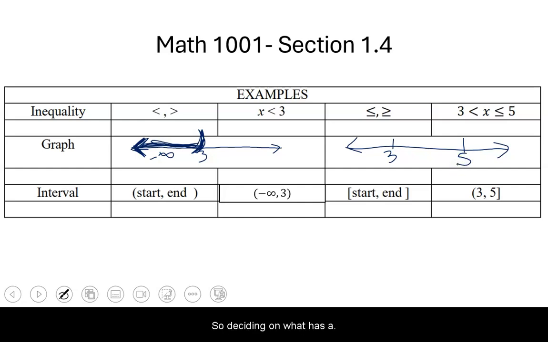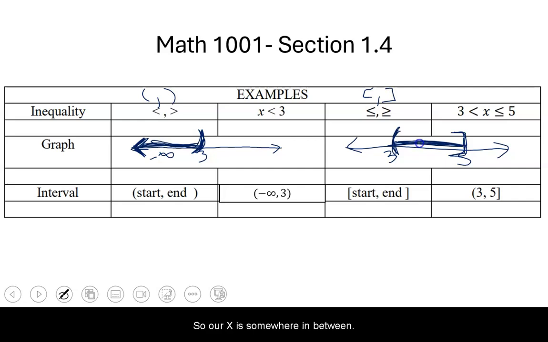So deciding on what has a parenthesis or bracket, let's look back at our inequality. That 3, what's touching it? A plain less than, so that means that's going to be just a parenthesis. Now what's touching the 5? That one has the line underneath, so those are the brackets. These regular ones are parentheses, and the ones with the line underneath, you're going to have the brackets, and then shade in between.